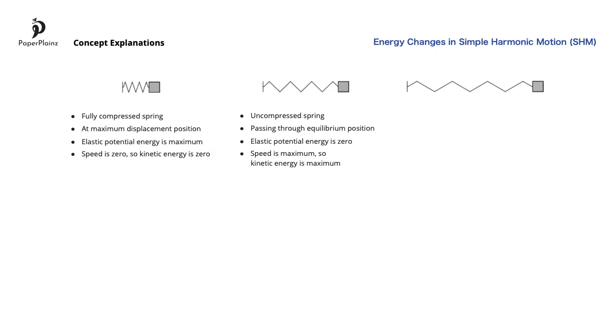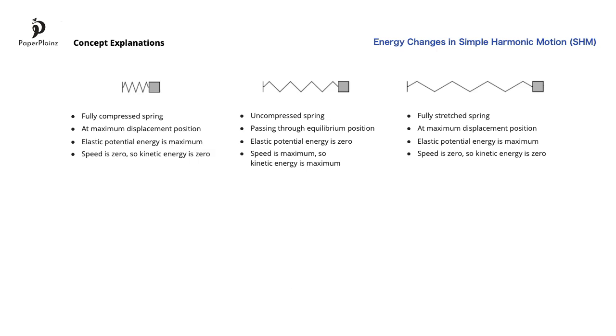After passing through the equilibrium position, the spring begins to stretch and the object starts to slow down. At some moment, the spring becomes fully stretched. This is the other maximum displacement position of the object. Since the spring is fully stretched, elastic potential energy is at its maximum. The object stops for a moment, so kinetic energy here is zero.